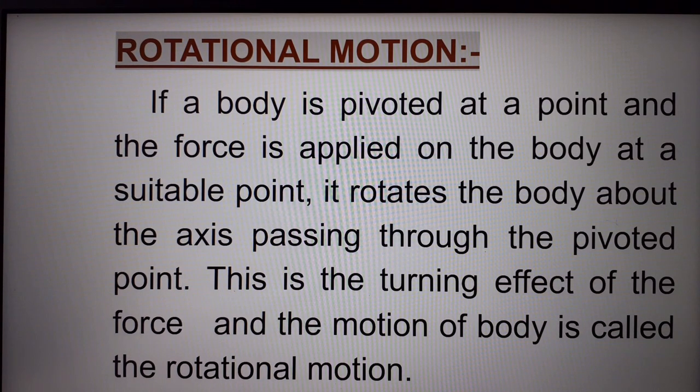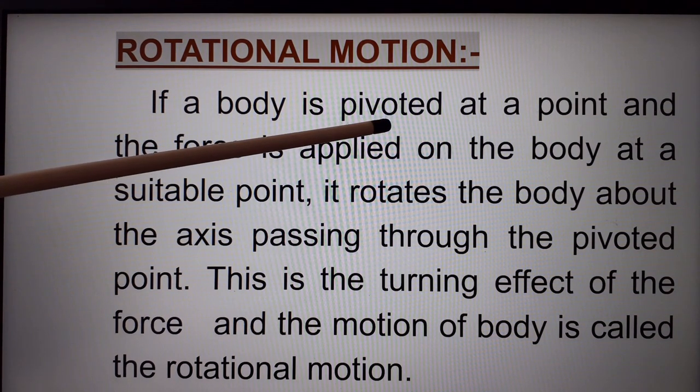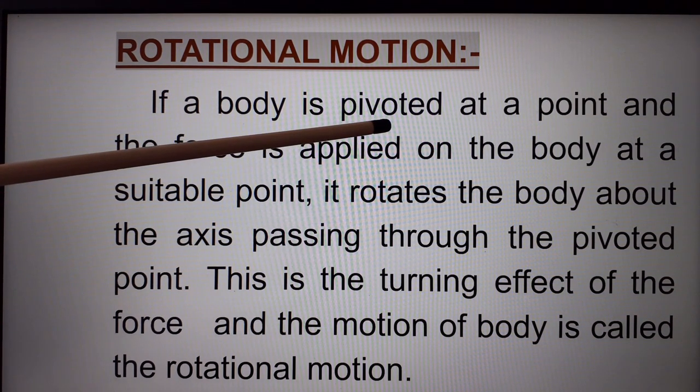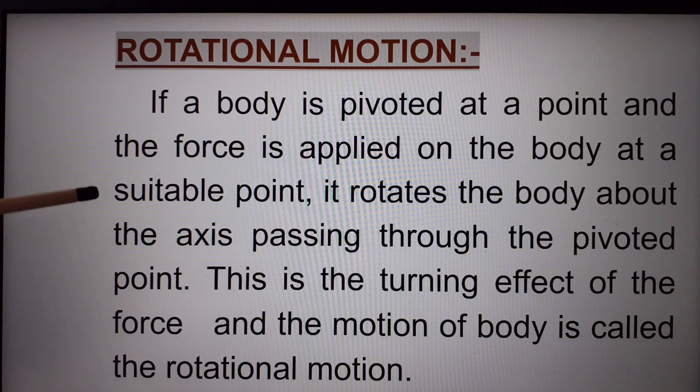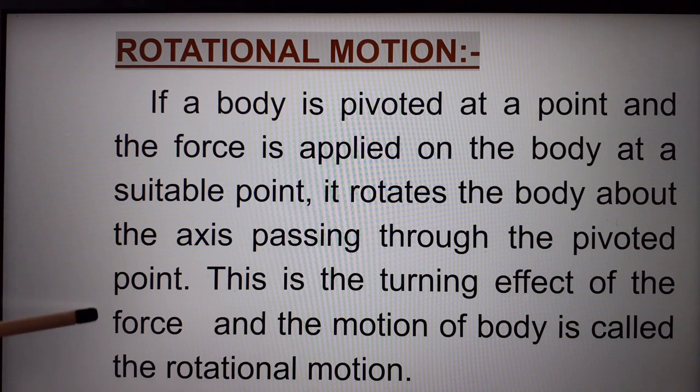Next is rotational motion. So if a body is pivoted at a point, right? So bodies are fixed at a point and the force is applied on the body at a suitable point. It rotates about the axis passing through the pivoted point. This turning effect of force and the motion of the body is called rotational motion, right?